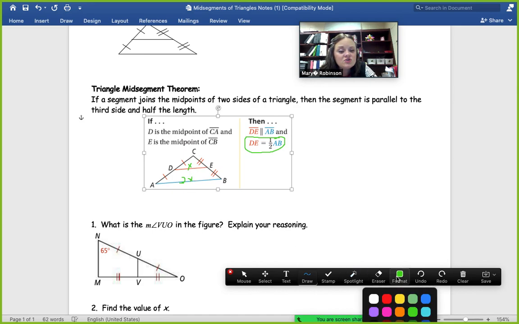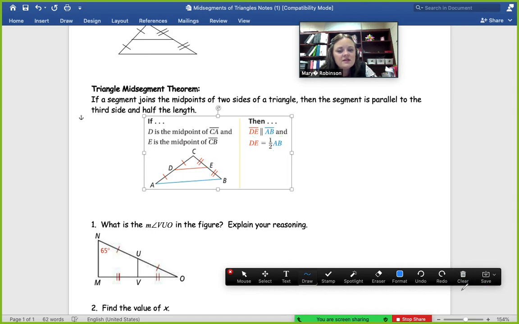But if that's true, what also is true is that if this is x, then this DE would be 1/2 the length of the base. Okay? So again, if we're given the midsegment, we double it to find the base. And if we're given the base, AB, we would cut it in half to get the length of DE. It's pretty easy statement there.